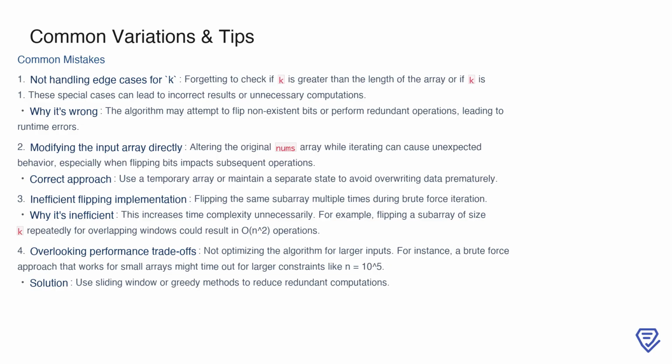Another mistake is modifying the input array directly while iterating through it. This can lead to unpredictable behavior, especially since flipping bits changes the array and impacts subsequent operations. A better practice is to use a temporary array or maintain a separate state to avoid overwriting data prematurely.